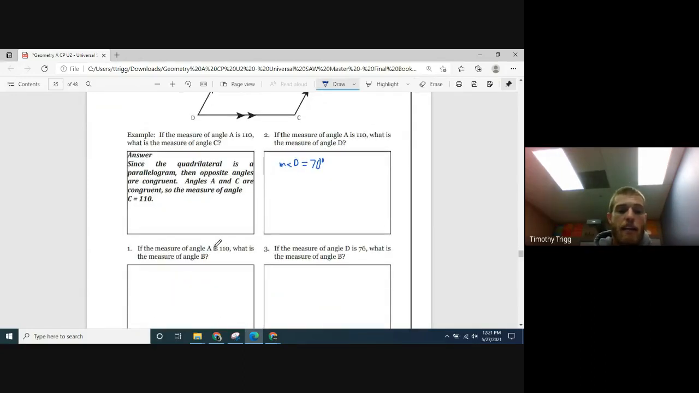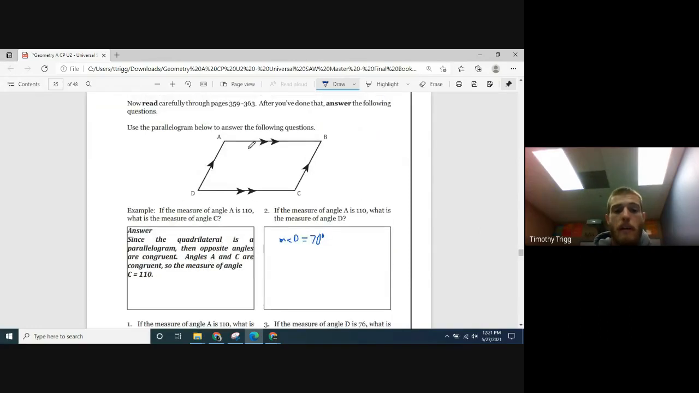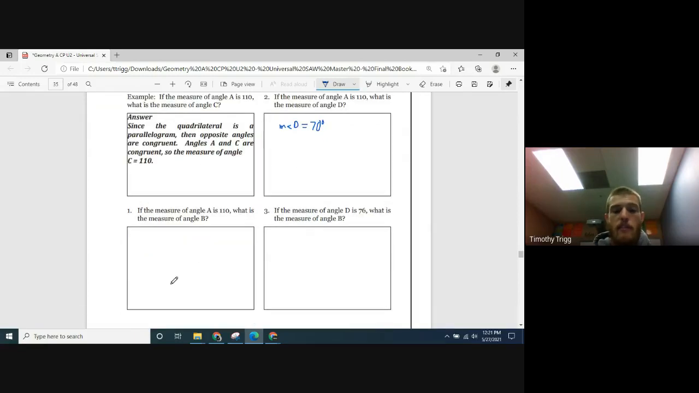If the measure of angle A is 110, what is the measure of angle B? So if this is 110, what do you suppose the measure of angle B is? See if you can answer that.